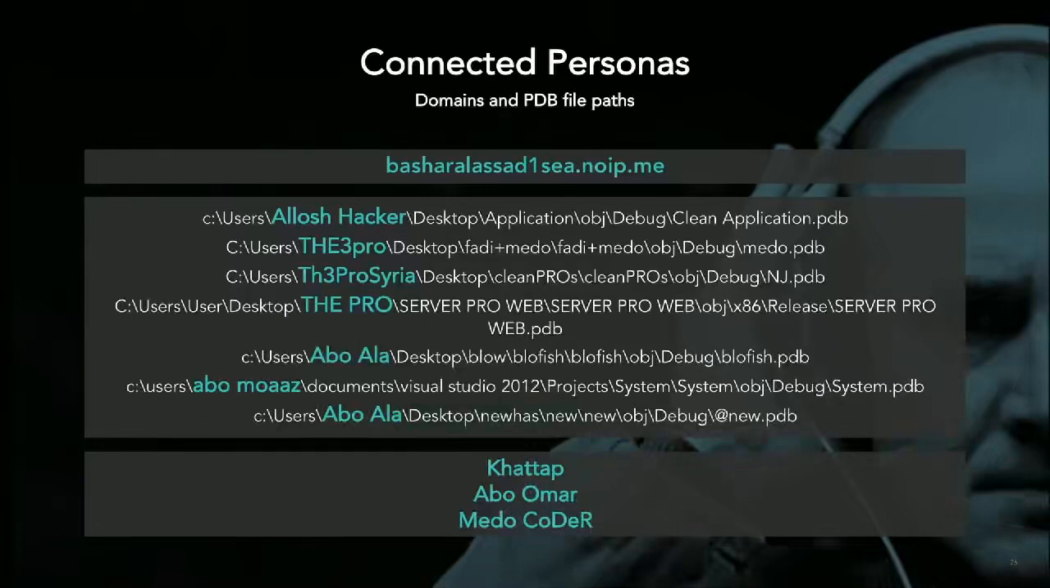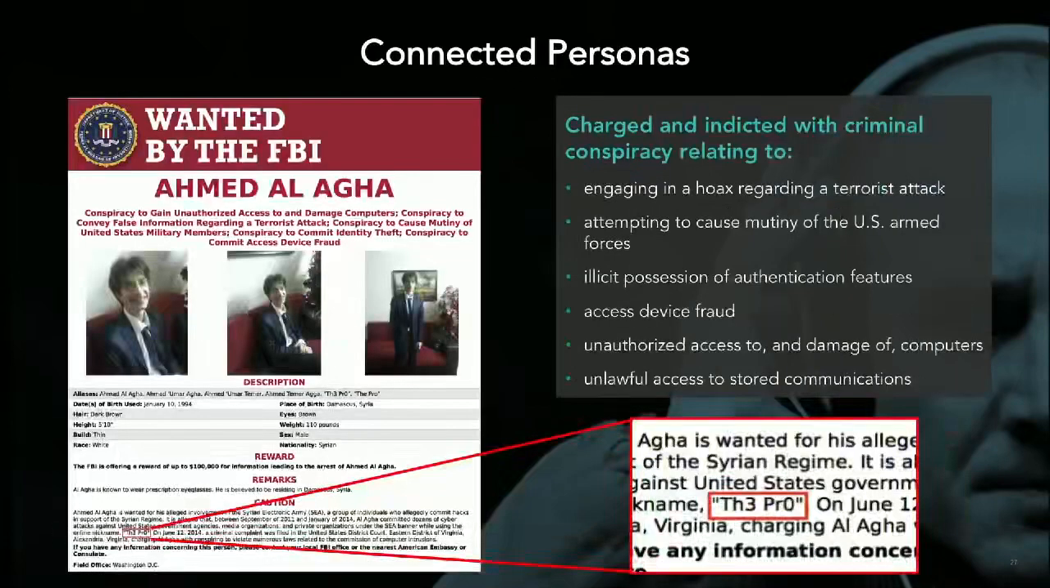But then another key member here is the Pro. And the Pro, aka Ahmed Al-Agha, is currently on the FBI Cyber's Most Wanted list as a known member of the Syrian Electronic Army, charged for a lot of different things. He was first charged in 2016, but he was recently indicted a few months ago in May 2018, still whereabouts unknown.